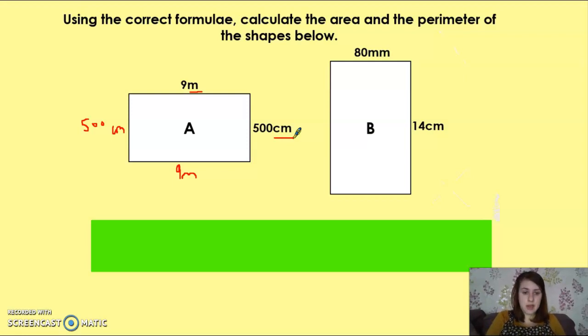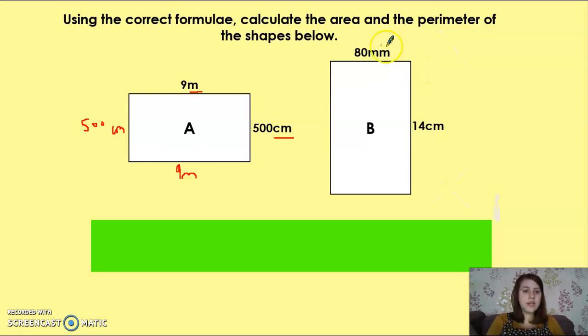Now we did converting measures last term, and we've also been doing it for our homework this week. So you need to be able to convert either meters into centimeters or centimeters into meters. So you need to make sure that you have got the same unit for all of the sides, because that way you're going to be working out the area and the perimeter correctly. Now it's up to you which way you decided to do that, but hopefully you spotted that and you've done it right. And then you just need to add all the sides together.